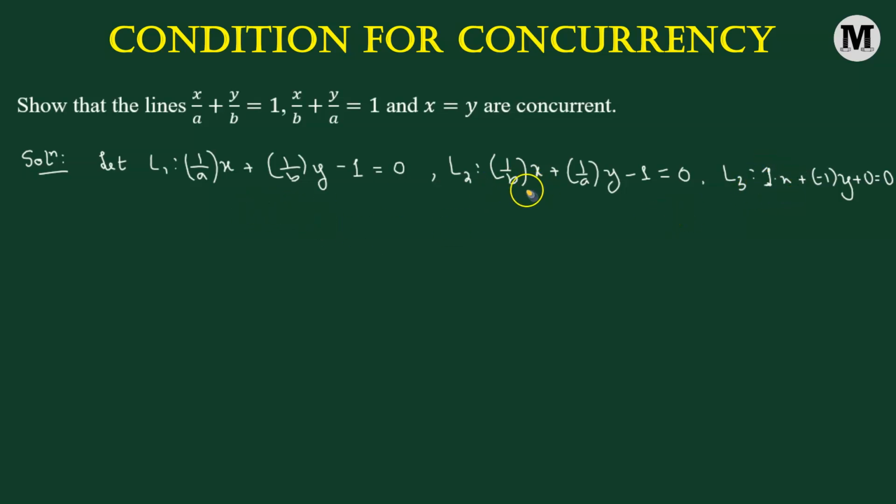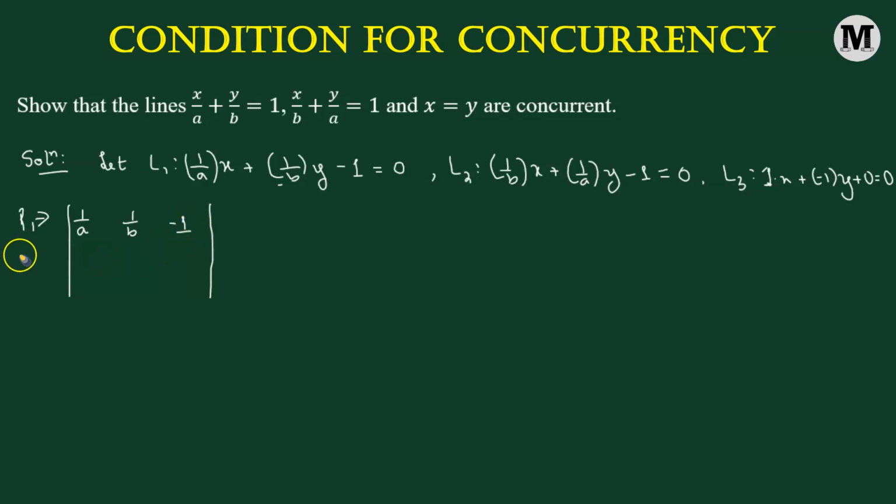The reason why we're expressing each of the lines in the general form is because we want to form a 3 by 3 determinant. So let's say we have the 3 by 3 determinant. In the first row, we're going to consider the constant coefficients of the line L1. So starting with the coefficient of x, we have 1 over a. That's going to be the element in the first row, first column. Then moving on to the first row, second column, we're going to consider the coefficient of y, that's 1 over b.